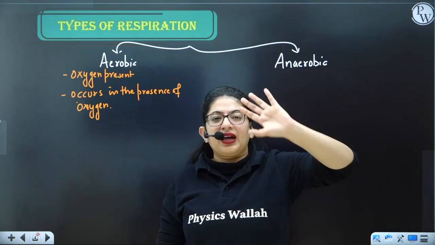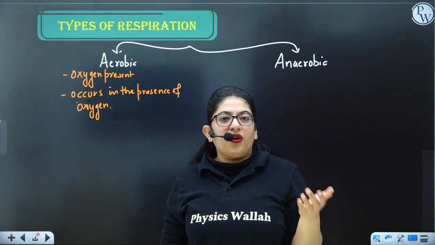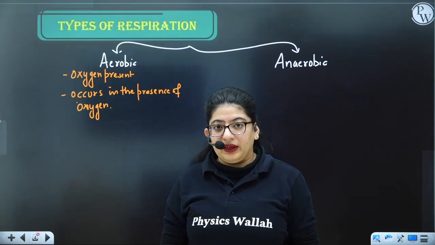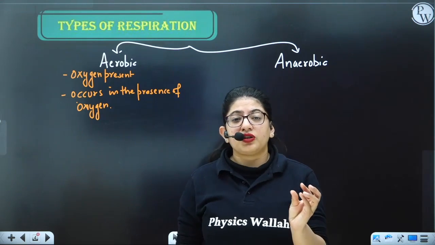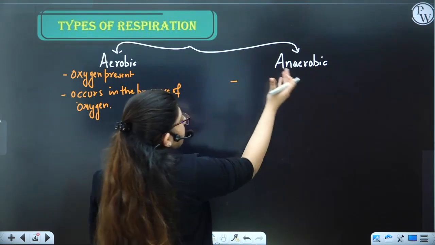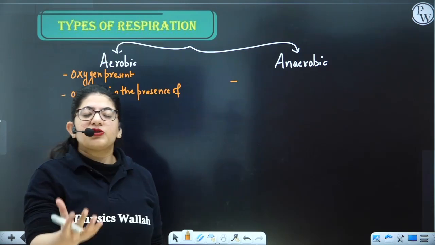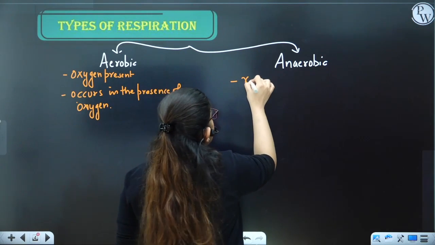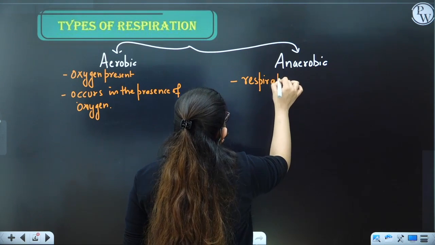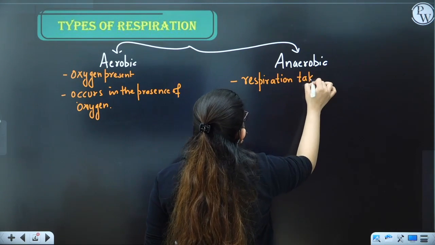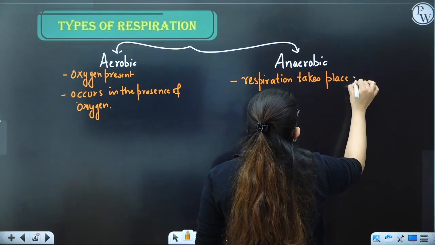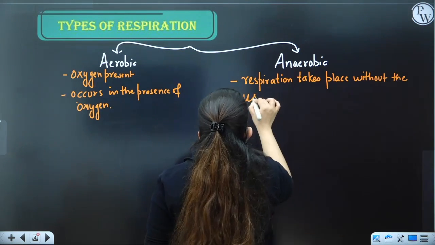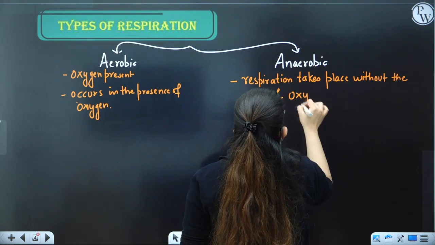But if I talk about the anaerobic, I cannot say the oxygen is present or absent. That will be absolutely incorrect. There are certain organisms which, even if the oxygen is present, will not respire aerobically, right? So here the correct definition will be that the organisms show respiration without the help of oxygen. So here the respiration takes place without the use of oxygen.